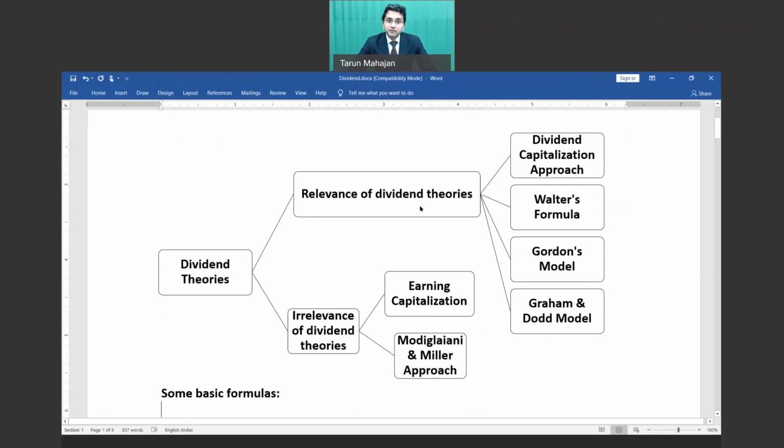As far as relevance of dividend theories are concerned, the dividend capitalization approach is there. Walter's formula is there. Gordon's model is there. And the Graham and Dodd model. Probably it's not part of your syllabus, but yes, it is an approach. When I talk about irrelevance of dividend theories, that dividend doesn't matter, in that case, the earning capitalization approach is there, and the Modigliani and Miller approach is there.